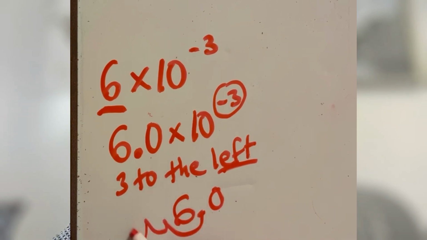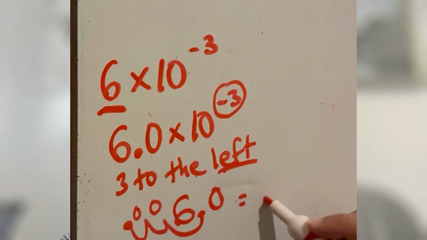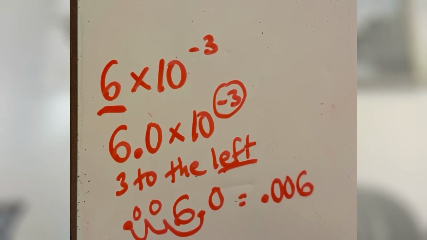1, 2, 3. Filling in our cradles with zeros. So we're going to have 0.006. And after that, we can just drop our 0. We don't need to continue writing zeros after that.